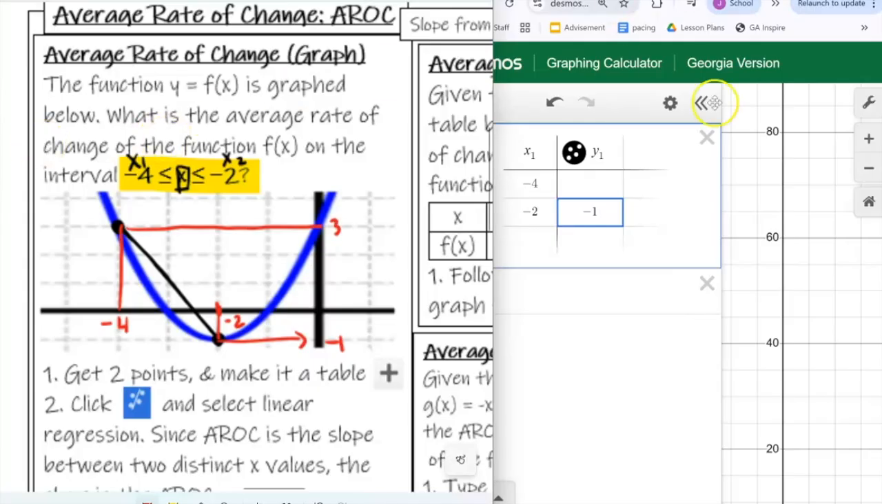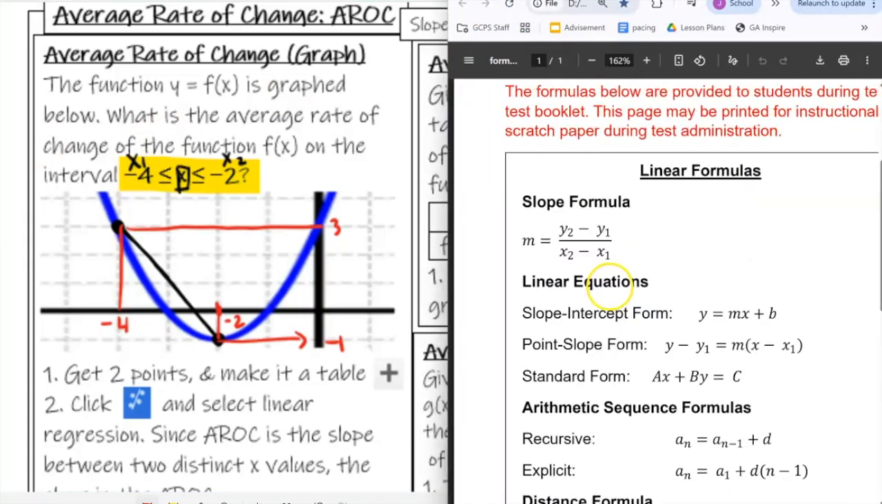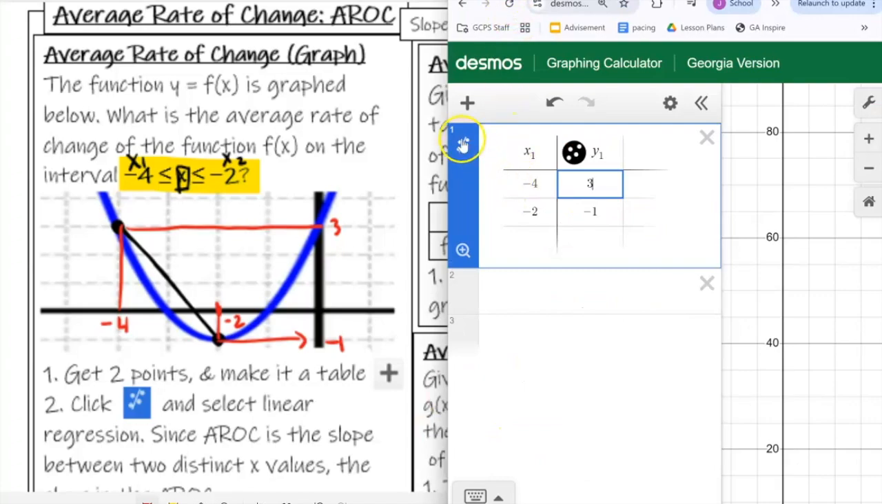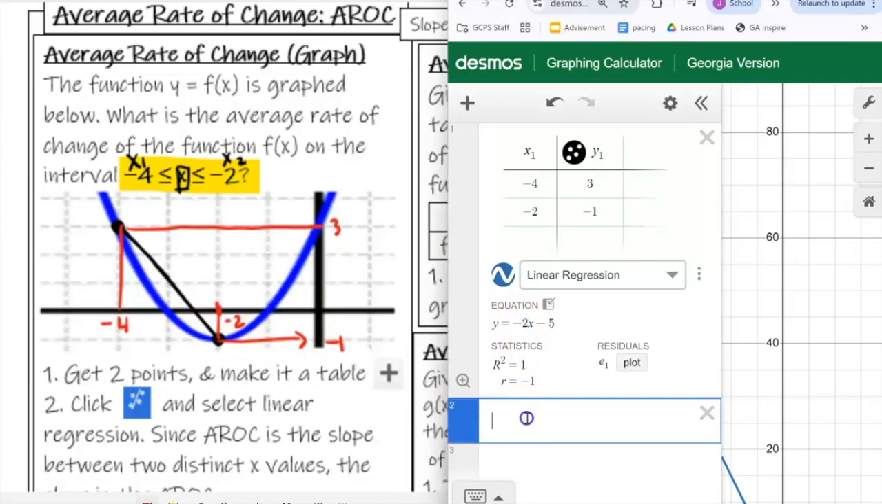So once you can get the 2 points, whereas before I showed you how to put it into the formula, we're just going to use decimals this time. So what do I know? If I click this, and I select a linear regression, it's going to give me the slope between these 2 points and the y-intercept. So you see how it does that? So my slope is really -2. All right, so I'm just going to prove that to you.